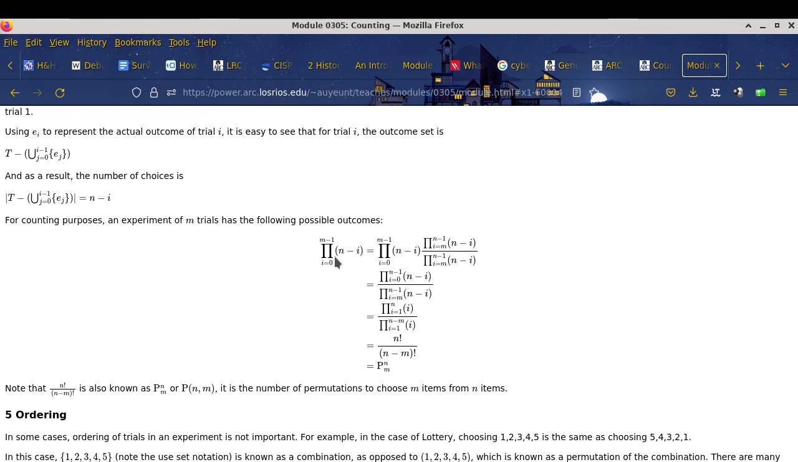What if i equals 1? When i equals 1, which means we are looking at the second trial, it has one fewer element, because the first trial took away one choice out of everything in T. So the second trial, which is marked by i being 1, is going to have n minus 1 possibilities, and so on. Are we still doing okay so far? Okay.